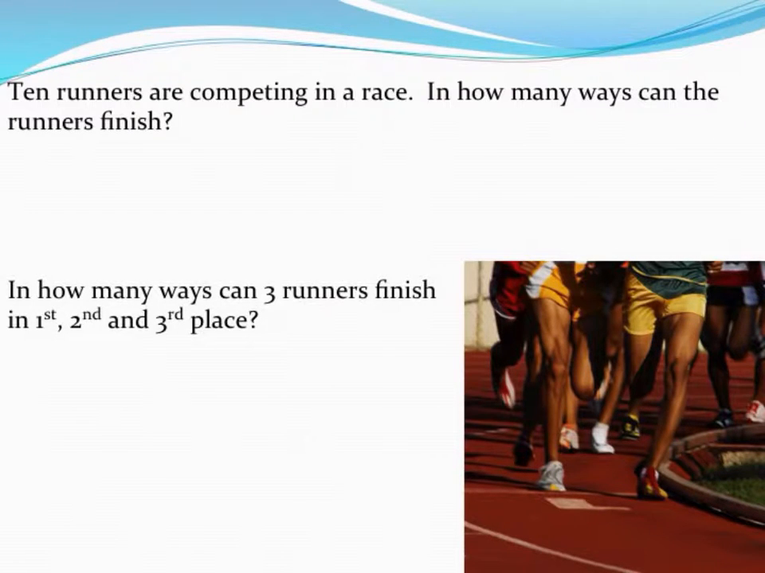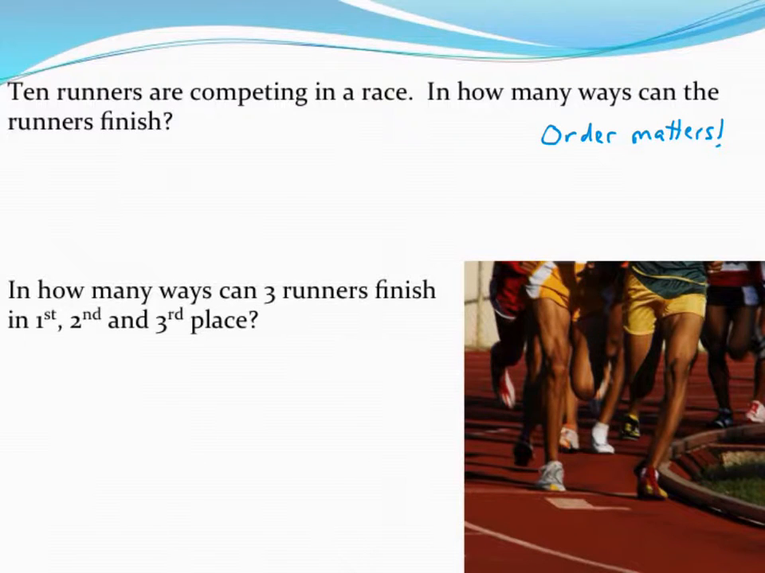When we're talking about the different number of ways that people can finish a race, we're definitely talking about a permutation because the order matters. Who finishes first is very different than who finishes last. And that's what makes a permutation, whether or not the order matters.